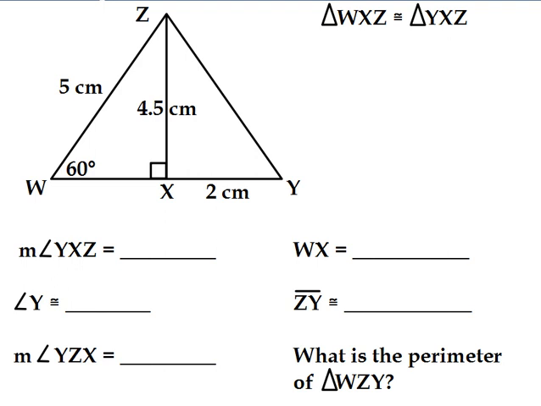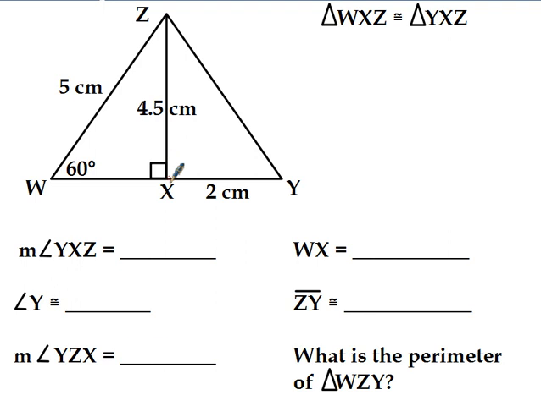Okay, now for this one we have two triangles that are kind of stuck together. But we still have the congruence statement telling us that WXZ is the same as YXZ, and I can see that they share that side right there. Now, I haven't been doing this, but I'm going to show you a different method here.